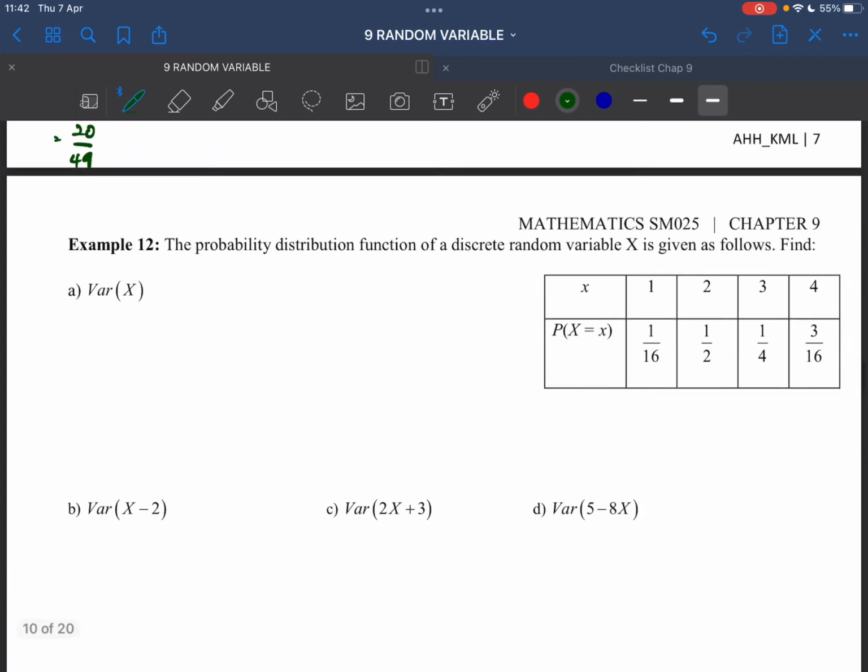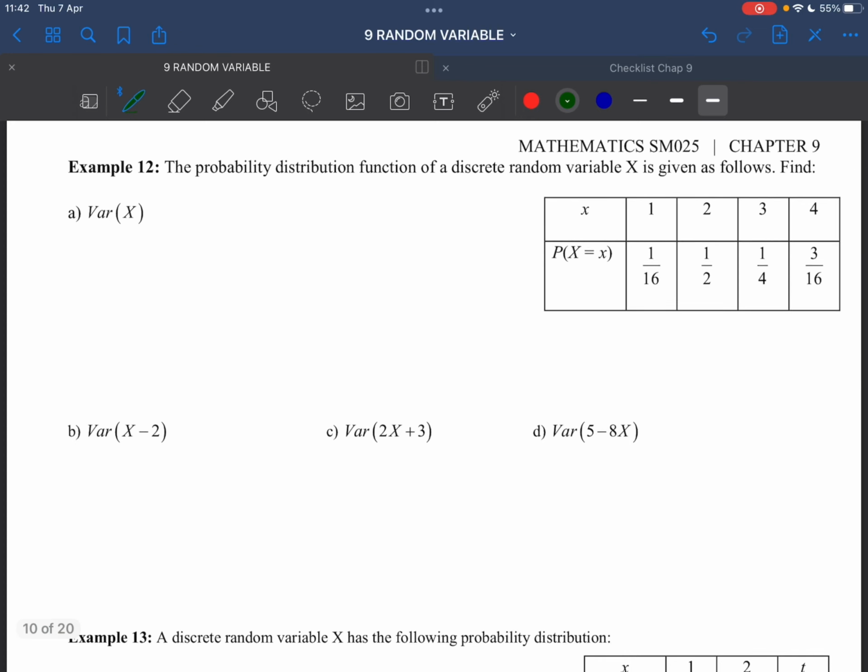So let's try one more question here. First, we have to identify the probability distribution function of the discrete random variable. The question asks to find the variance. You know that if you want to find variance, you need to have your E(X squared) and your EX. So as usual, you have to find those first. So EX is equal to 1 times 1 over 6 plus 2 times 1 over 2 plus 3 times 1 over 4 plus 4 times 3 over 16, which gives the answer 41 over 16.